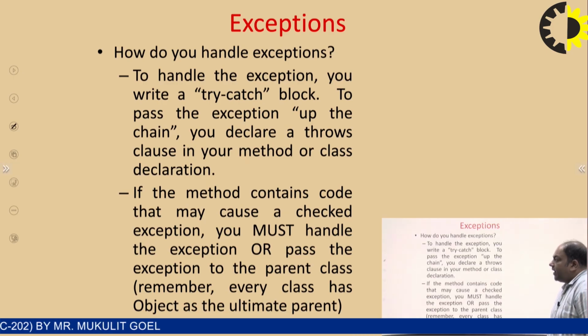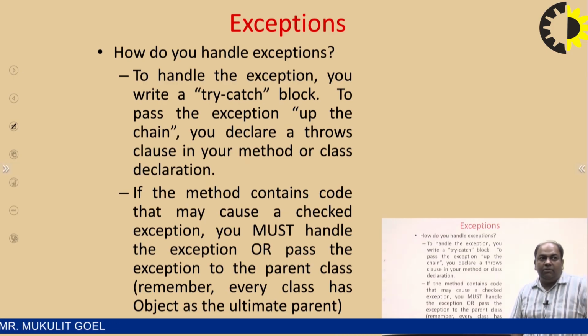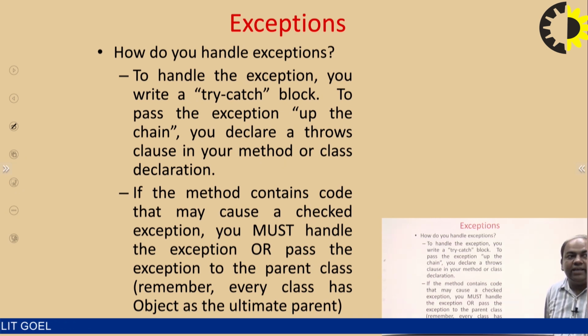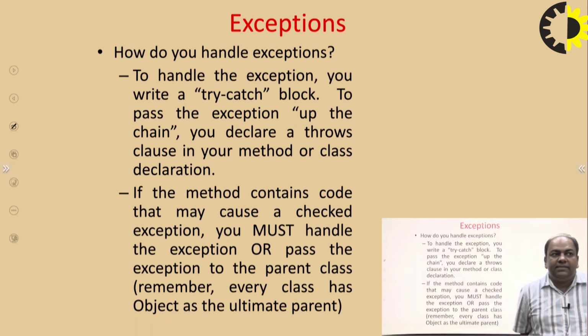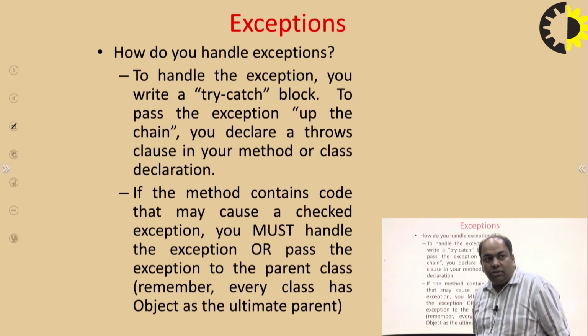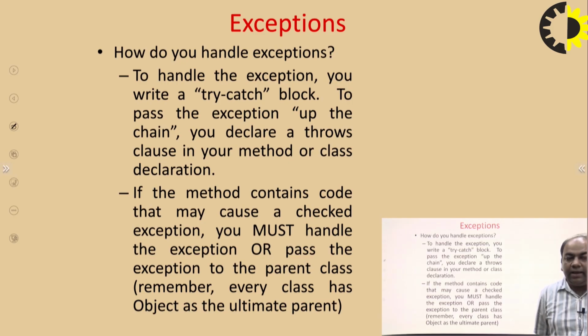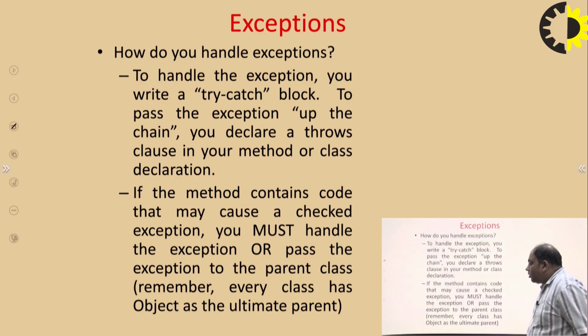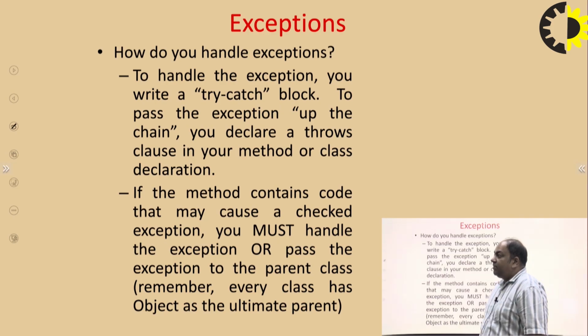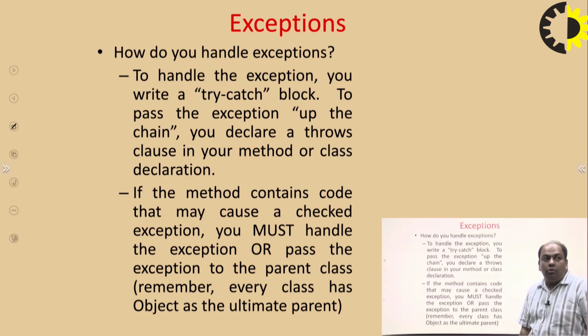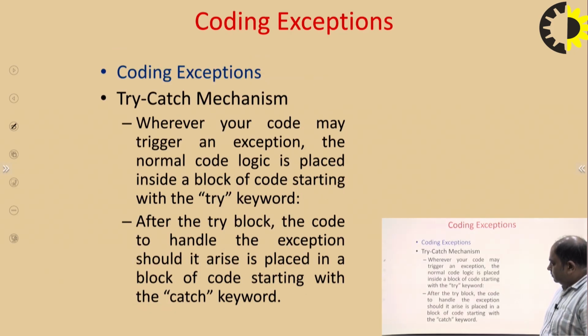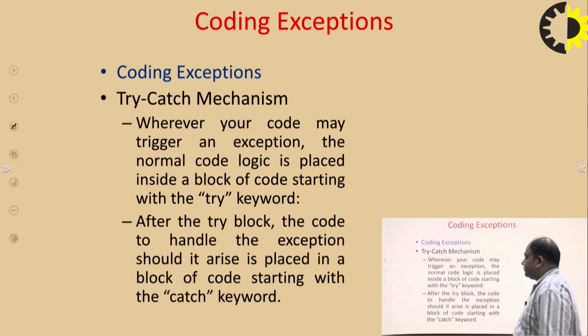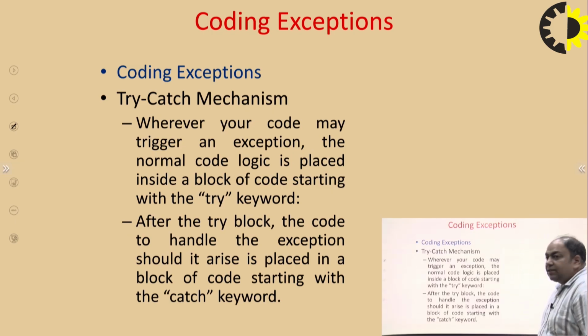So how do we handle an exception? For handling an exception, we use a block which is known as a try catch block, in which we pass the exception, declare a clause which we call a throw clause, and our method, and declare a class. After doing all these things, our exception will be caught, and even with that error, the program executes and it shows an output. So what is a try catch mechanism?